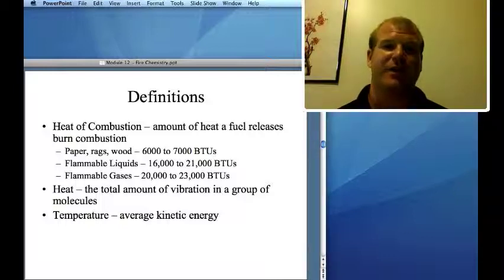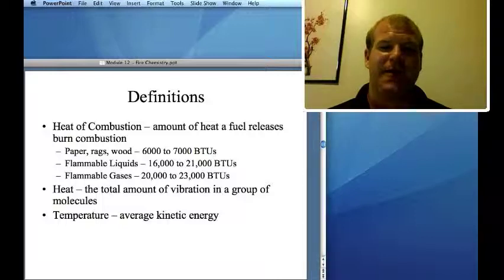BTU is a British thermal unit. That's the amount of energy it takes to raise 1 pound of water up 1 degree Fahrenheit. That's what a BTU is. A calorie is the amount of heat required to raise 1 gram of water up 1 degree Celsius, or a kilocalorie or a nutritional calorie is 1 kilogram of water 1 degree Celsius. A joule is a Newton meter, and 4.18 joules equals a calorie. So that's the difference between all these energy units.